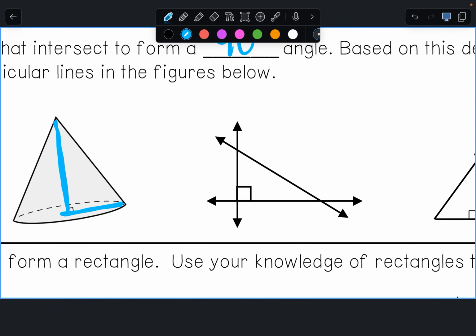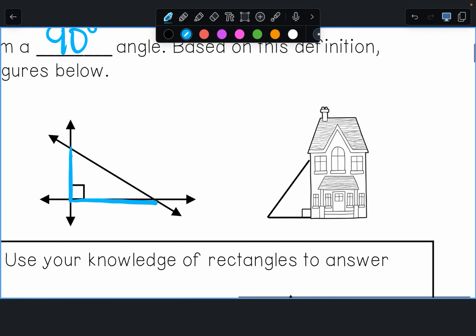Okay. The next one? It's the square. You find the square. And then the house, I guess, casts a shadow. The side of the house and the ground. There's your perpendicular lines. So, in the next section, lines R, S, T, and U intersect to form a rectangle. Use your knowledge of rectangles to answer A through D.